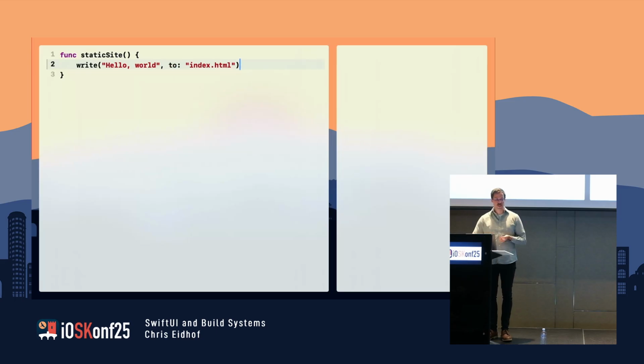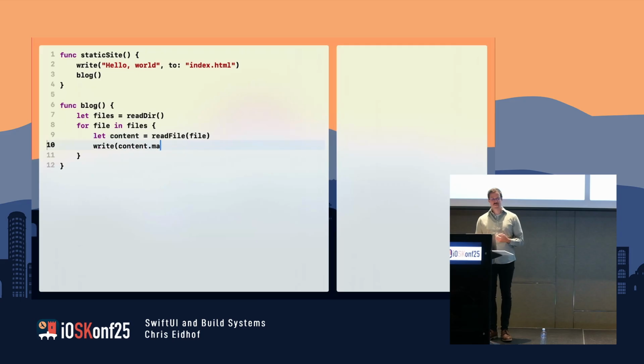So here we write index.html, we create a blog, and in the blog function, we read all the files from the current directory, we loop over that with a for loop, and then we read the content for a specific file, and we write that content, turn the markdown into HTML, and we're good.